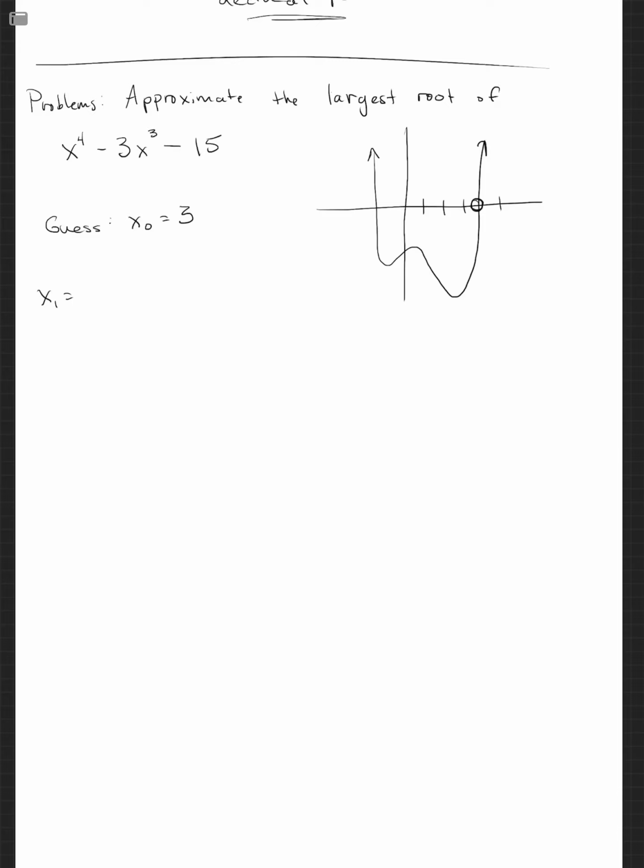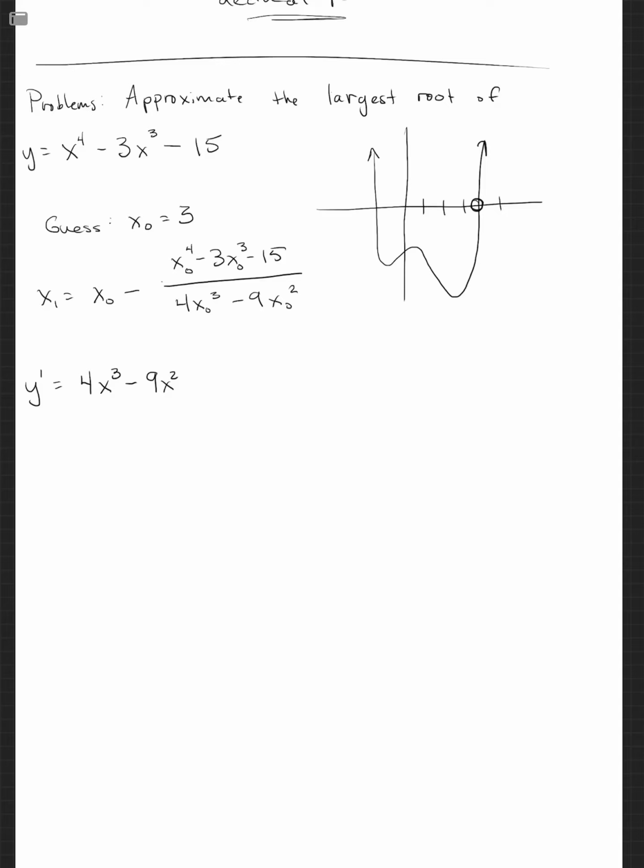Now the formula is going to be that x1 equals x naught minus f of x naught all over the derivative, so we need to know what the derivative is, right? So if that equals y prime, this is a polynomial, so it's a bunch of power functions. So we pop everybody's power down to the coefficient, and then we drop it by 1. The 15 disappears.